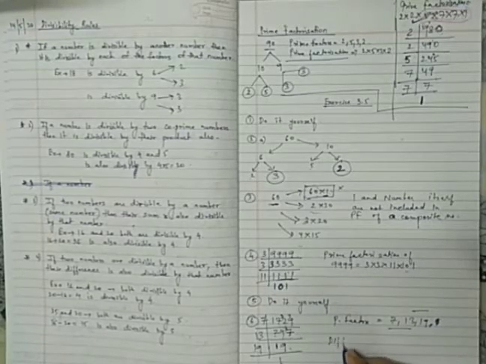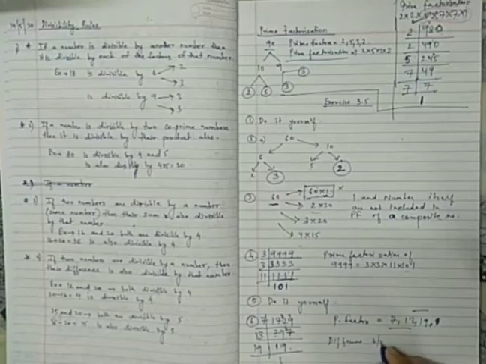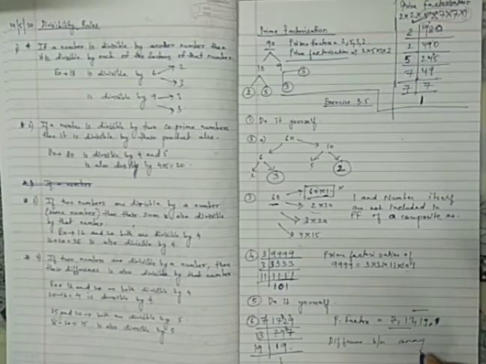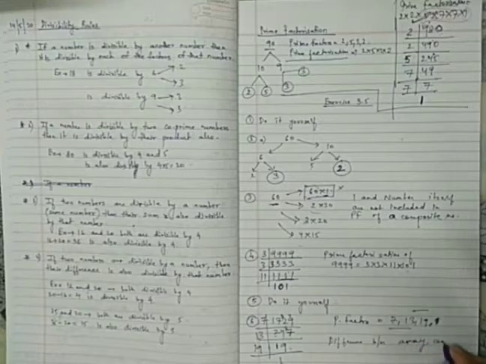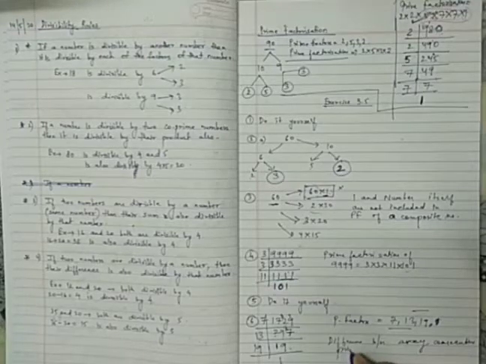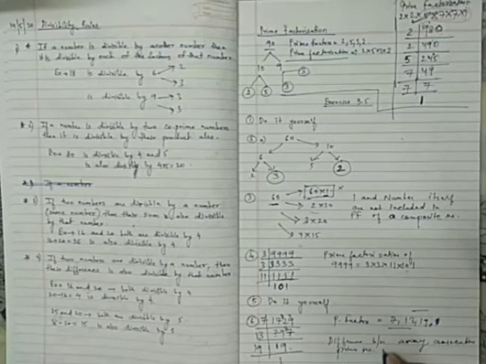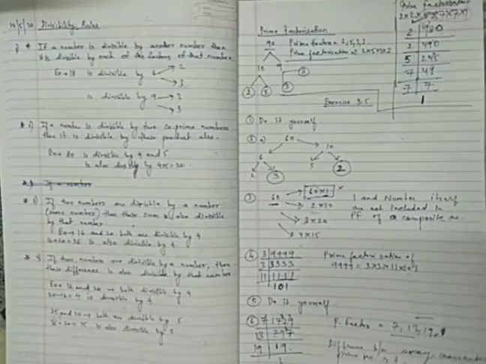So the difference between any consecutive prime numbers is 6. That is the relation. Now coming to question number 7. Now let us see question number 7. The product of three consecutive numbers is always divisible by 6. Verify this statement with help of some example.